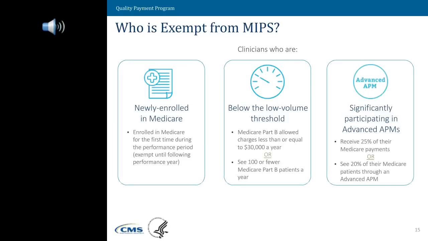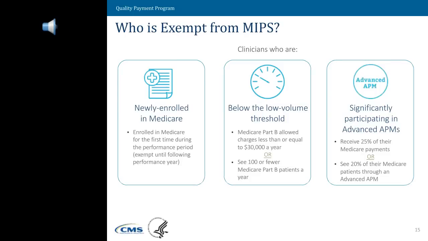So you are exempt from MIPS if you become newly enrolled in Medicare for the very first time in calendar year 2017. So again, this would be the first time that you enroll with Medicare. This doesn't deal with circumstances where you used to work in a practice in Iowa and now you've moved to another practice. This is when, for the very first time you enrolled in Medicare, you would be exempt. I'll come back to this middle one because I want to explain the low volume threshold in more detail. The one on the right-hand side deals with significant participation in an advanced APM.